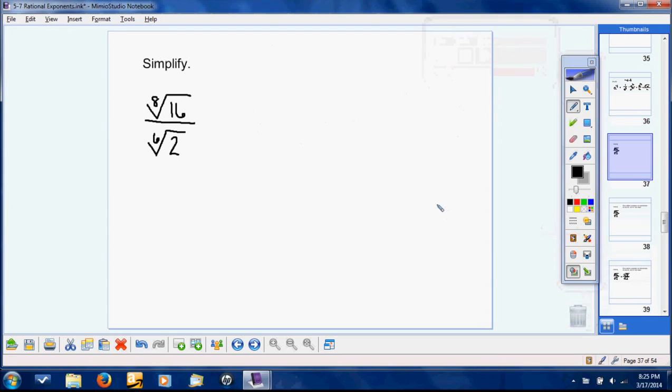Alright, let's just do one more for today, and if there is any extra time, you need to begin your homework assignment. You may not have enough information to complete it, but you need to at least make sure that you're up with where we are. So we're going to simplify the 8th root of 16 over the 6th root of 2.